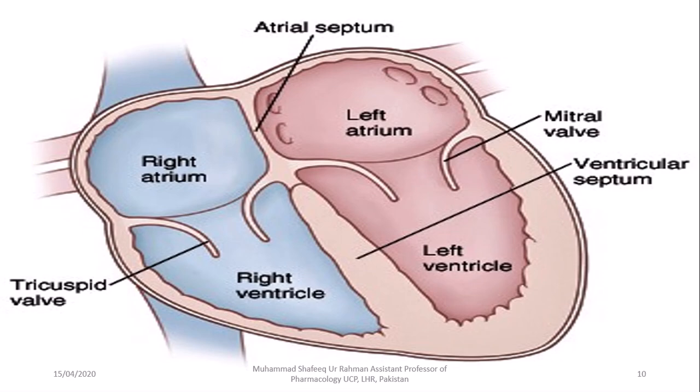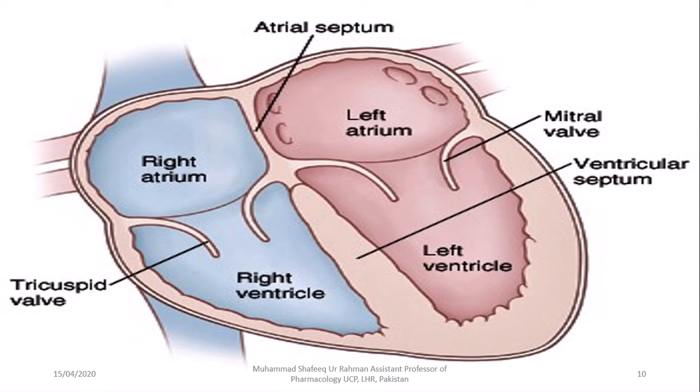The heart is a muscular organ with four hollow chambers. It consists of two atria, which are the upper chambers, and two ventricles, which are the lower chambers. The left and the right side of the heart are divided by a septum, which is called the wall.